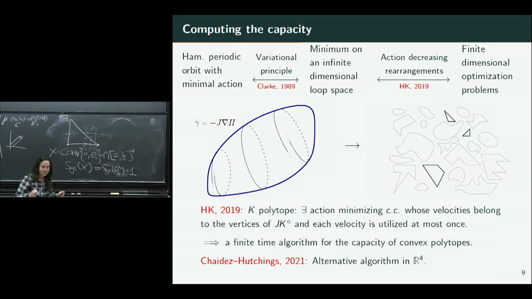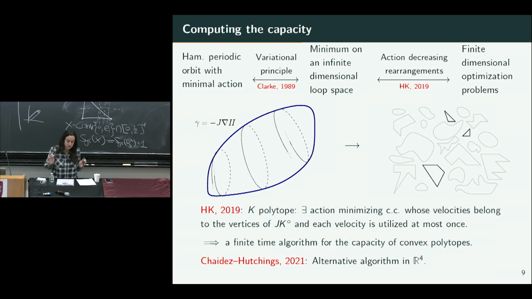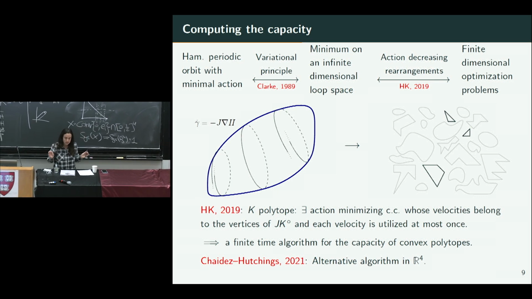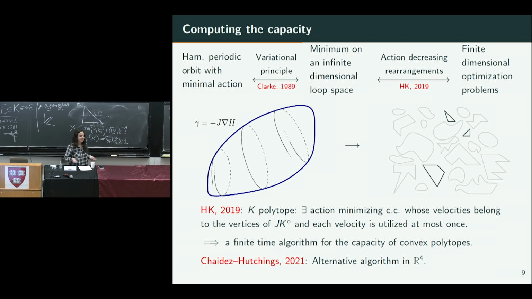Oh, I should also mention that around the same time there was another algorithm in dimension 4 to calculate the capacity in a different way, due to Chaidez and Hutchings, and they also made these attempts to find a counterexample and came up with very similar results, all converging to the equality case.